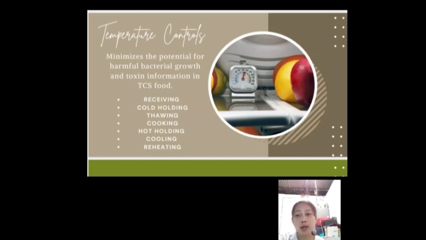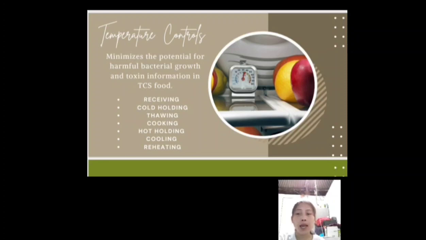Kung maghimo jud ka or kung mag-make kag food in advance, so cool it as fast as possible to prevent bacteria growth and toxin production. The last one is reheating. Dapat ang food na imong i-prepare must be reheated quickly, no? It is important to use appropriate cooking equipment such as a microwave, stove, or oven.